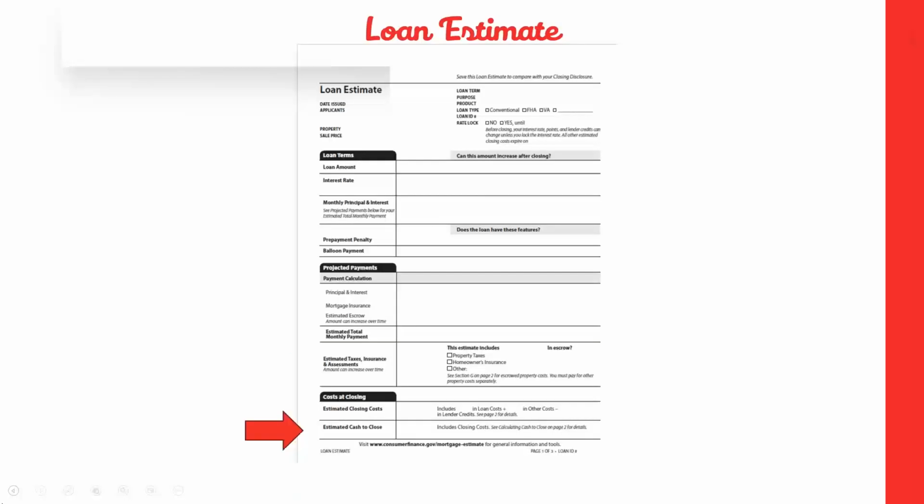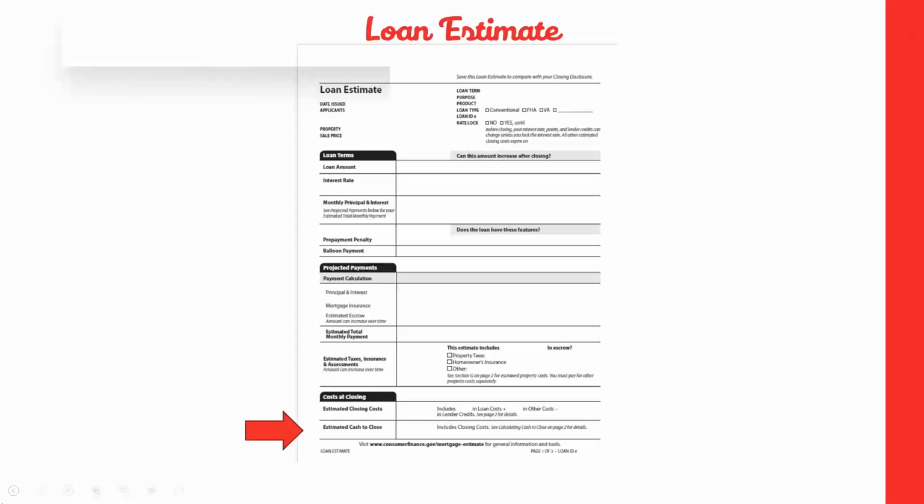The bottom part of this section is the closing costs. The top tab, or the estimated closing costs, is the summary of all of the itemized fees. The estimated cash to close is your responsibility as the borrower.